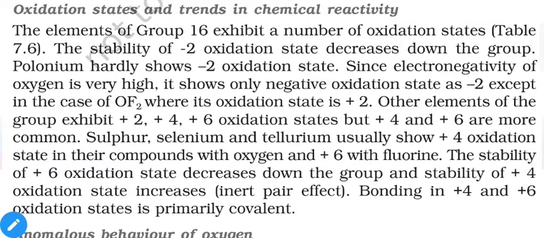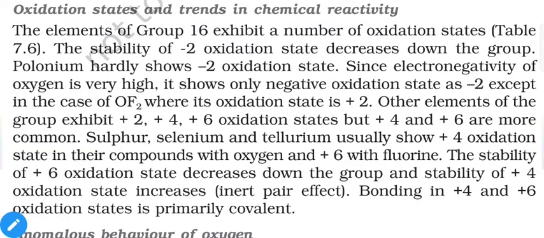Elements of group 16 exhibit a number of oxidation states, and as mentioned earlier, usually p block elements show alternate oxidation states. The stability of the -2 oxidation state decreases down the group. Polonium hardly shows the -2 oxidation state. The simple reason is that because of decreasing electronegativity, elements become more and more electropositive. That's why they have less tendency to accept electrons. Since the electronegativity of oxygen is very high, it shows only the negative oxidation state of -2 except in the case of OF2, where it shows +2 oxidation state because fluorine is more electronegative than oxygen.